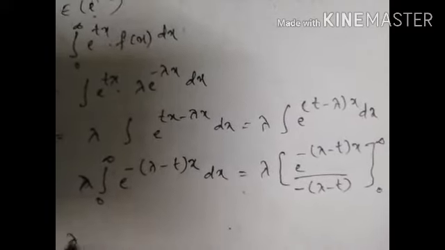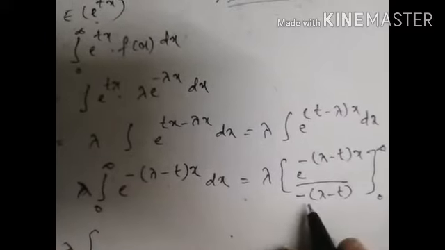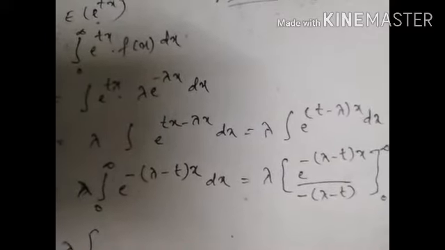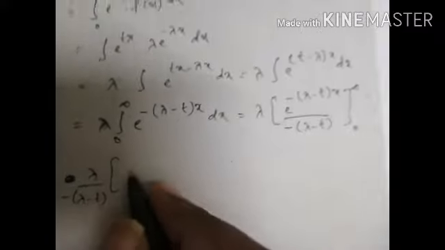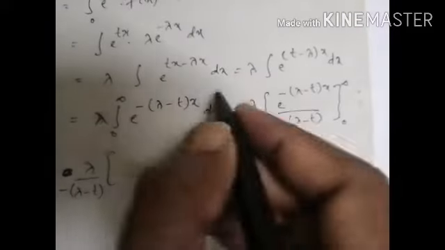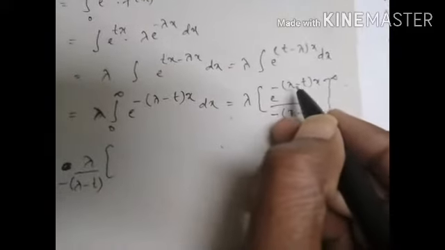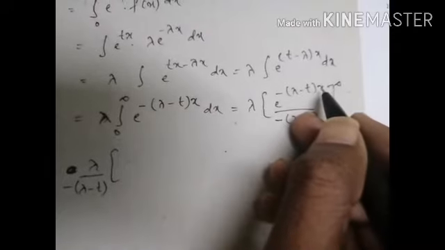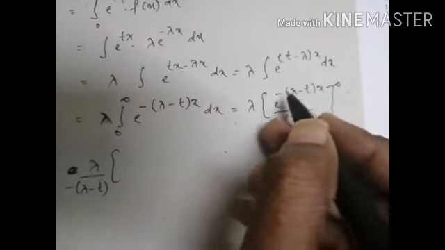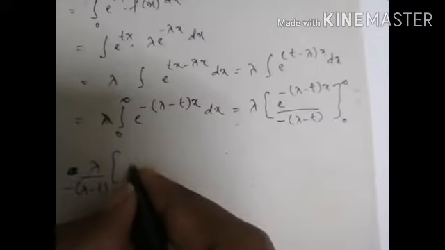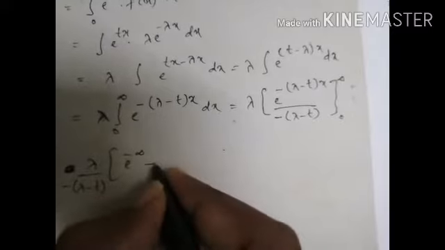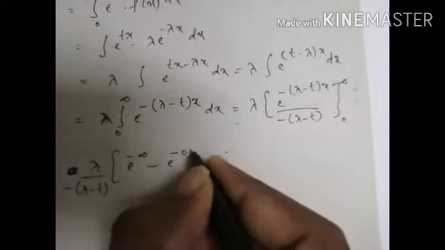Now substitute the limits, so what are we getting? Here this term is written outside: lambda by minus (lambda minus t) of, now substituting, e to the power of minus (lambda minus t) of x. The first value is infinity, right? Multiplying with infinity, this term will also become infinity, so e to the power of minus infinity minus e to the power of minus 0.